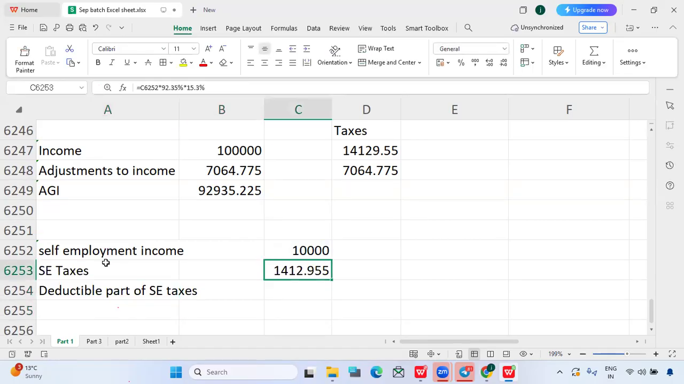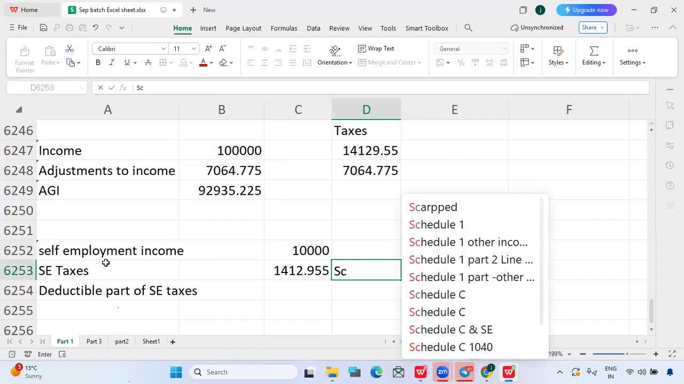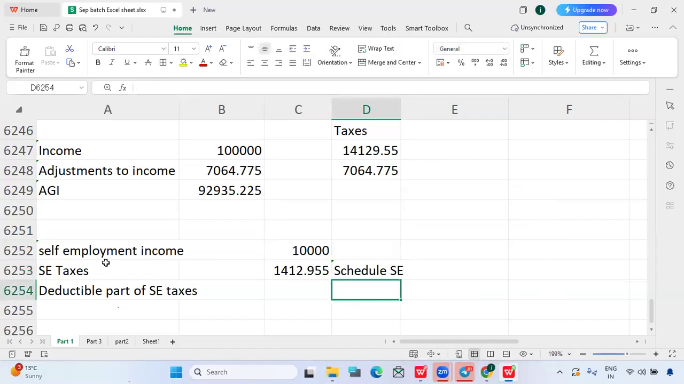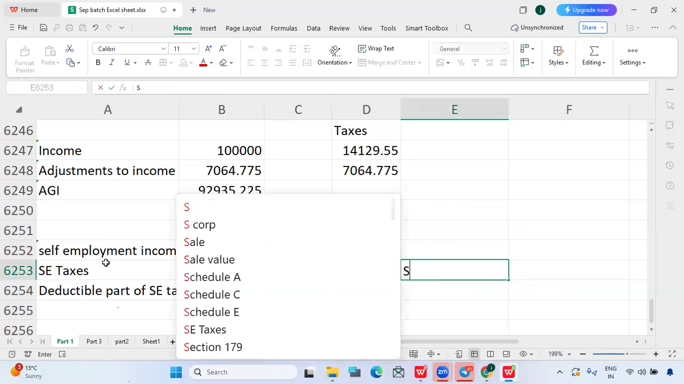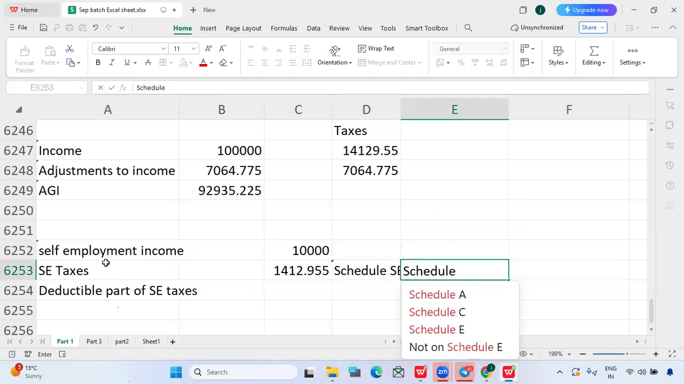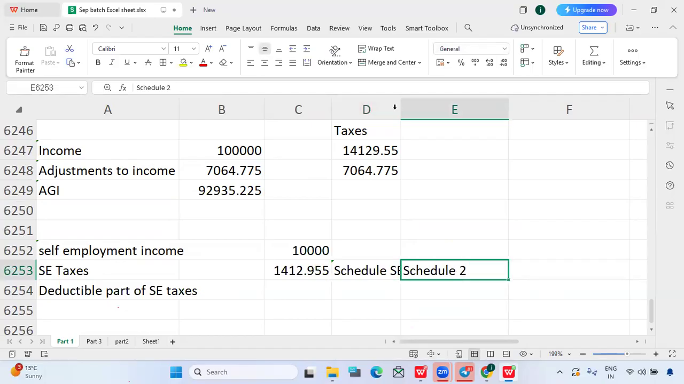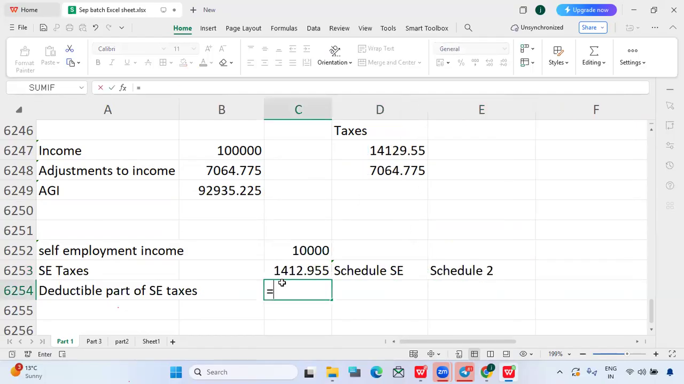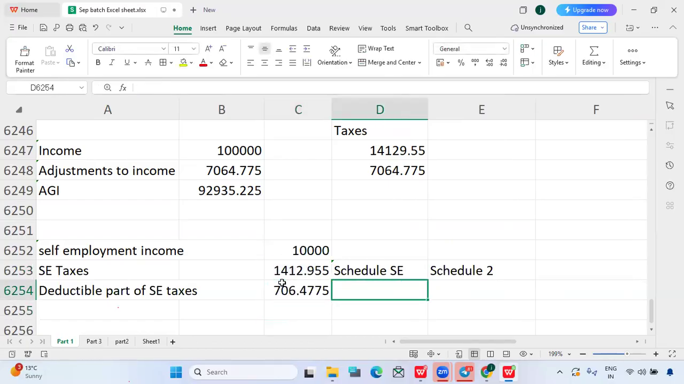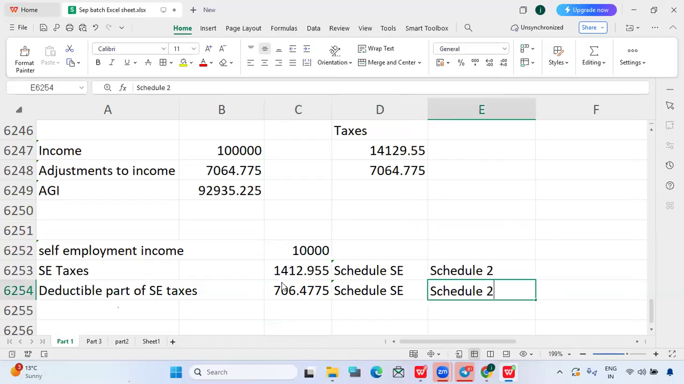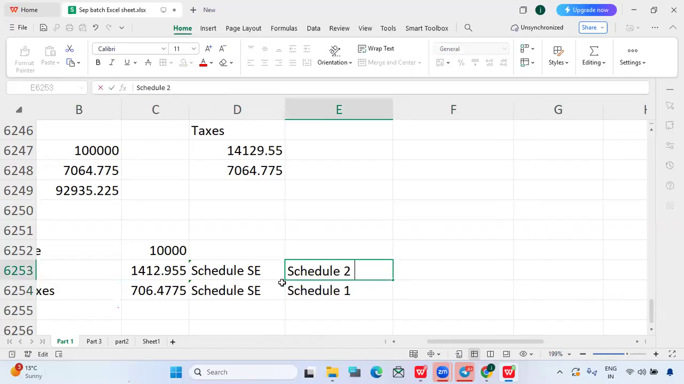Where can we see this, guys? Just tell me the schedules. Schedule SE, along with Schedule 2: the SE taxes go on Schedule 2, Part 2, as additional taxes. And the deductible part of self-employment taxes, which is divided by 2, 50 percent, we can see on Schedule 1, Part 2. Both are Part 2s, correct?